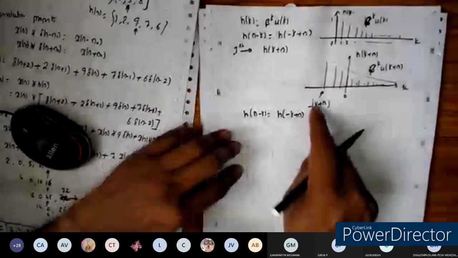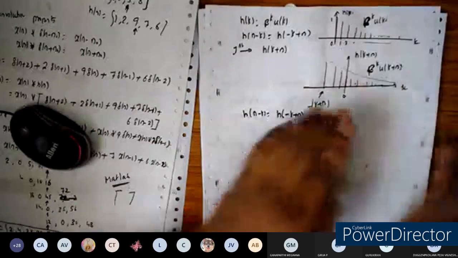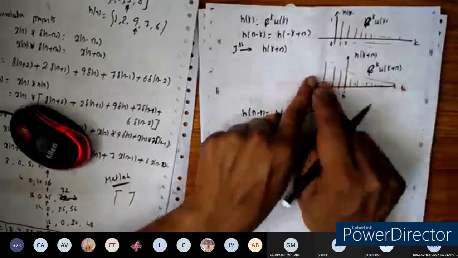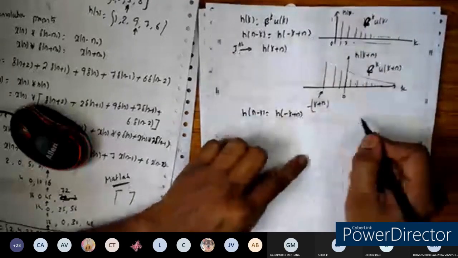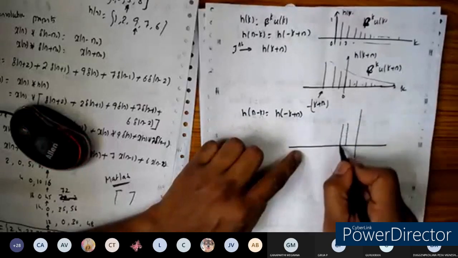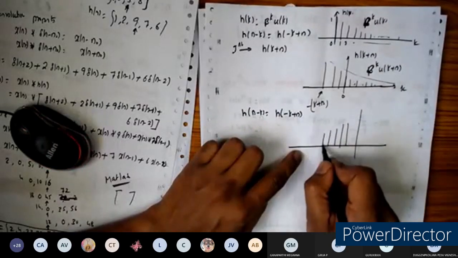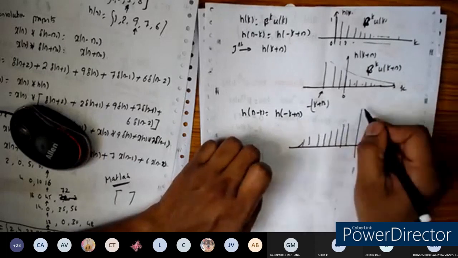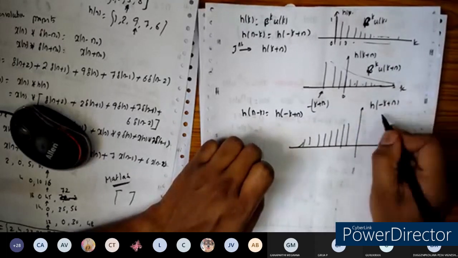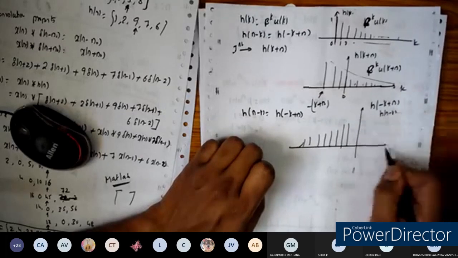Okay. So next, this is h of k plus n here. For this one, I need to take the reflection. When I take the reflection, this will go that side and it will come this side. So assume that the signal will be like this. This is h of k plus n. I am going to take the reflection, and it will be like this. So this is h of minus k plus n, or this is also nothing but h of n minus k.